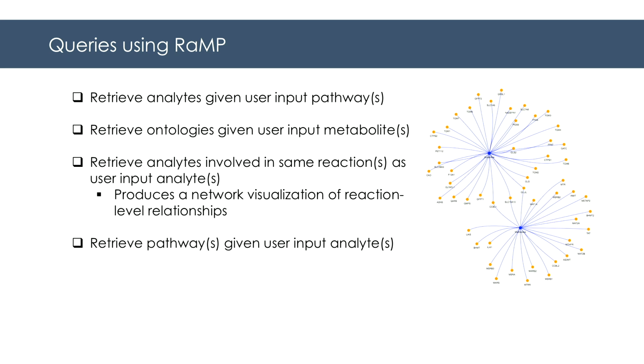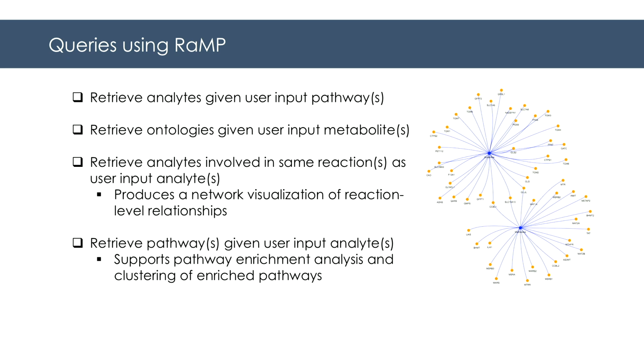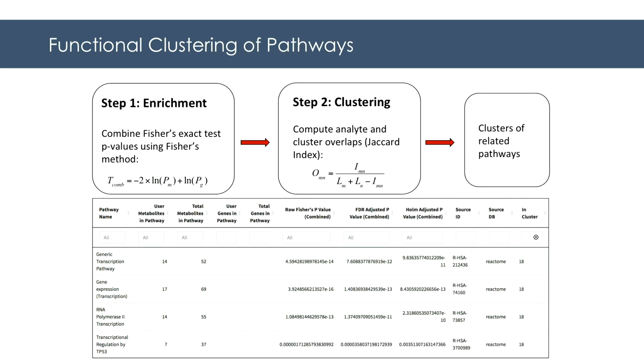And also we allow you to retrieve pathways. The other query we have is you can get pathways given user analytes. You enter the list of genes and/or metabolites, and you can get pathways that those genes and metabolites are annotated to. And this is the basis of our pathway enrichment analysis and also our functional clustering algorithms.